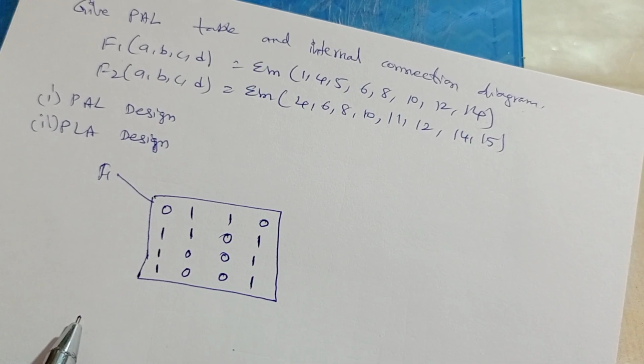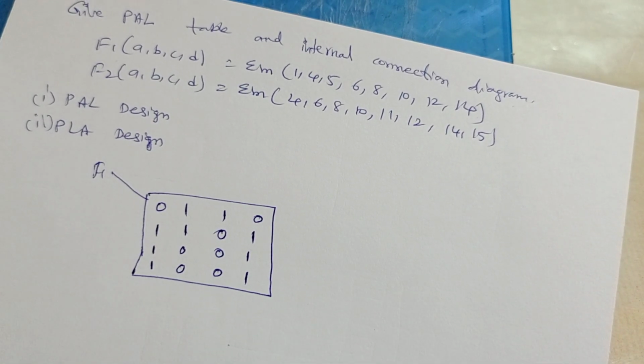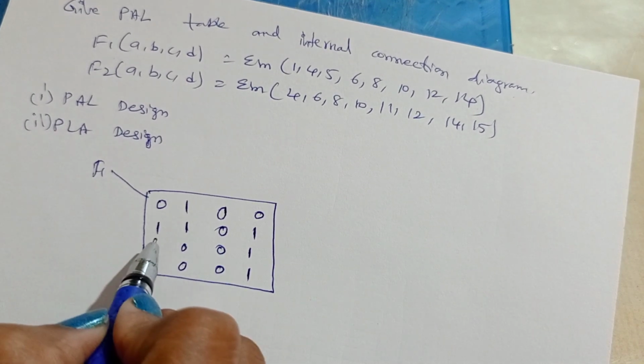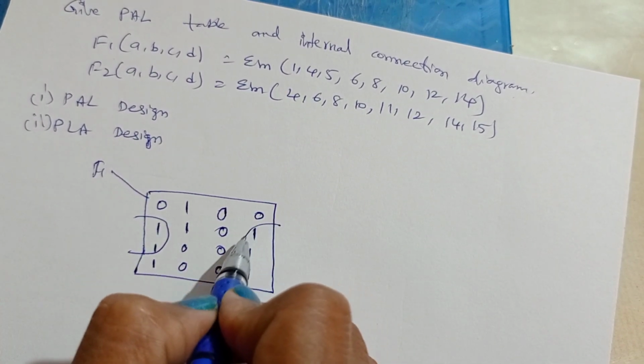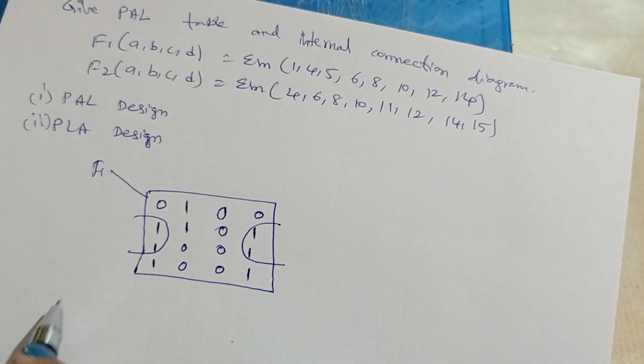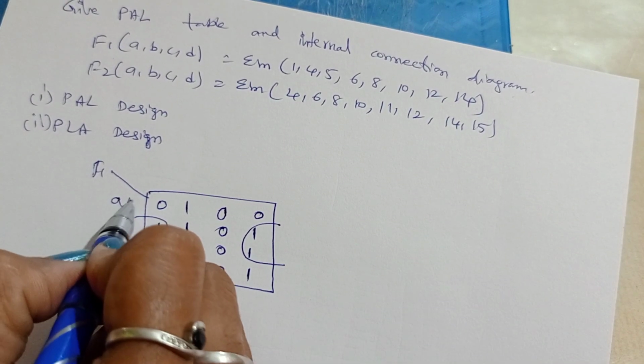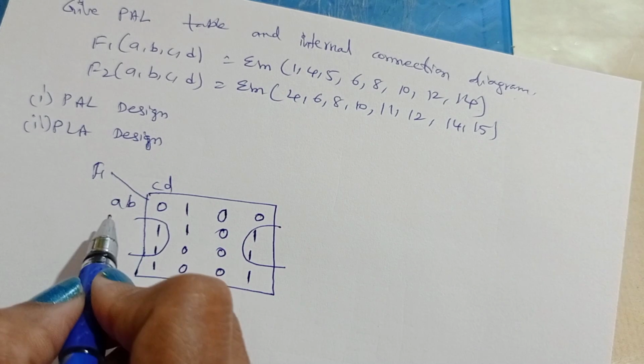Now group it, these two with this corner forms a quad. So, we'll write A, B, C, D.